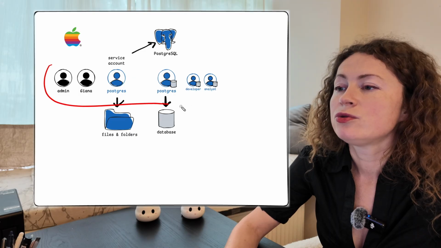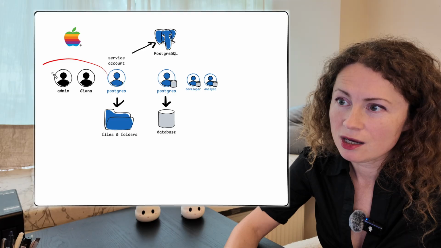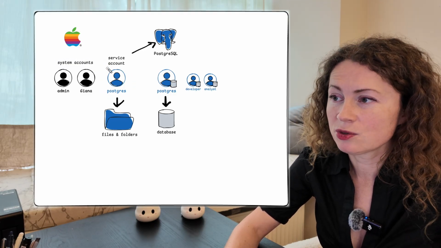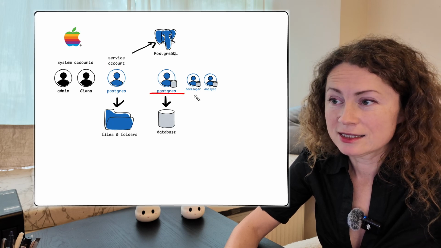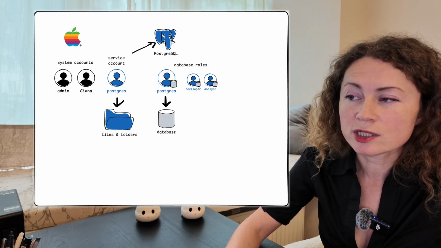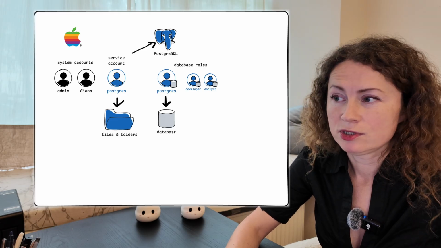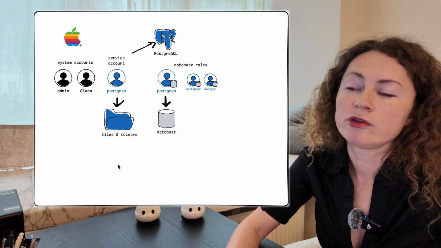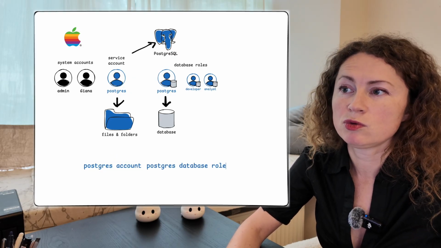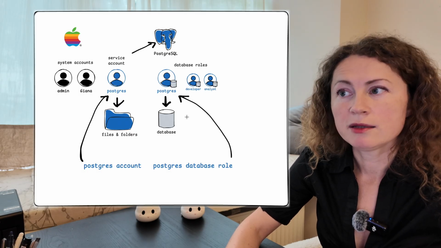Now, they're all called users, but let's clarify the vocabulary. These two are system accounts. This one is a special system account that is called a service account. These are database roles, also called database users, and in Postgres, roles and users are the same thing. They are not accounts, and for clarity, let's call this one Postgres account and this one Postgres database role. So which one do I use when I log into the database? Both. Let me show you.